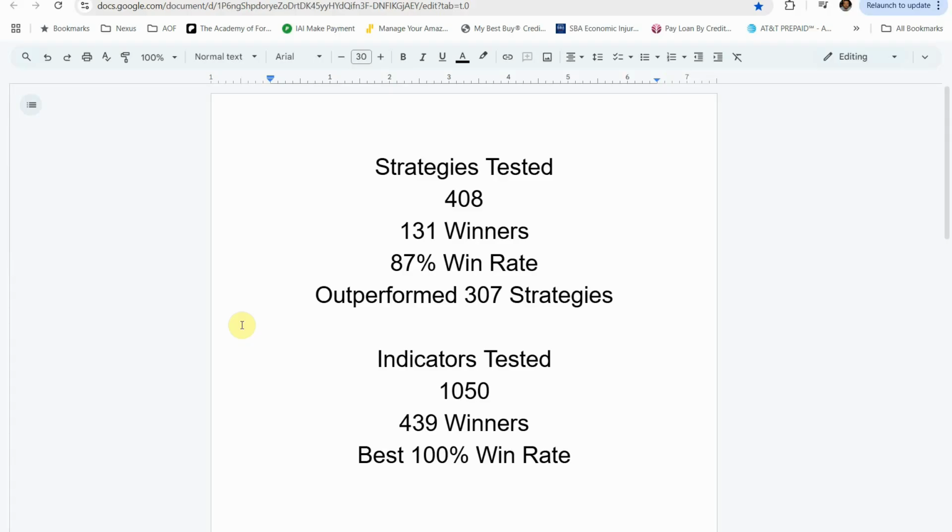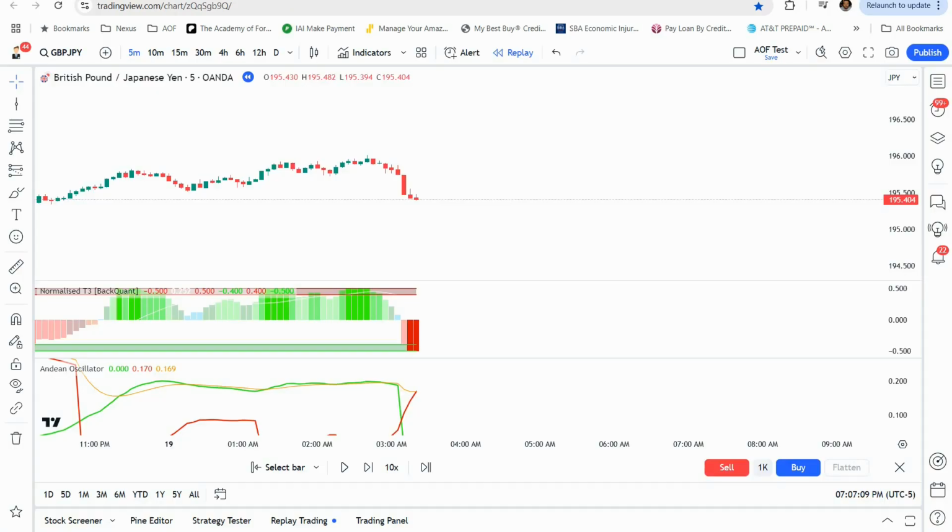Alright, as I said, today we will be testing a Forex scalping strategy. Before we do though, I wanted to put the testing scoreboard up for everyone to see. To date, we have tested a total of 408 different strategies with 131 of them being winners. The best one so far was able to achieve an 87% win rate. That was achieved using the Academy of Forex indicator, and so far, since we've been keeping track, it has outperformed 307 of the other strategies that we've put it up against, every single one so far. We've also tested a total of 1,050 indicators, with 439 of them being winners.